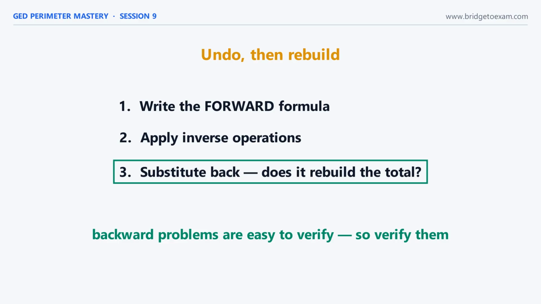Write the forward formula first. Then apply inverse operations. Then the step that saves you: substitute your answer back and check it rebuilds the total. Backward problems are easy to verify.